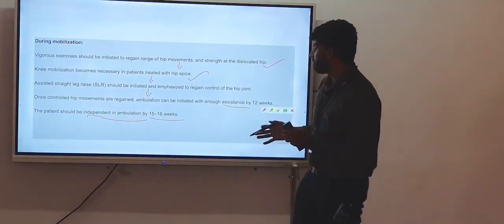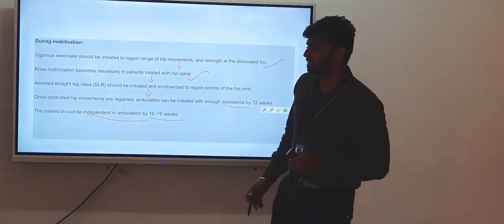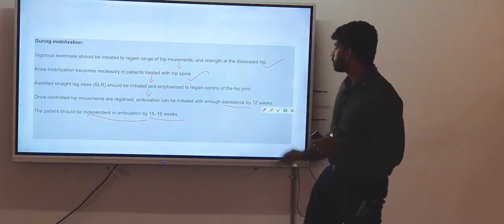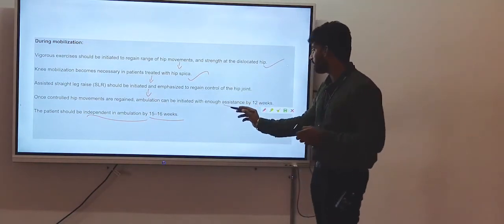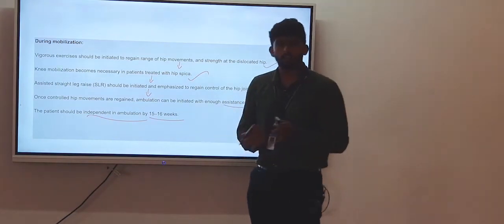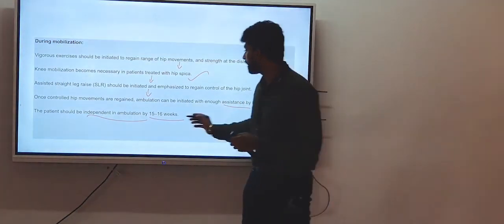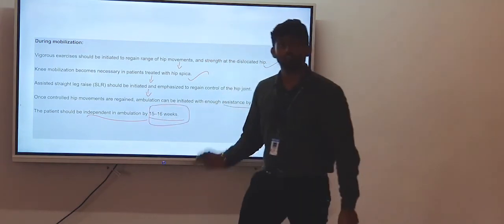Once SLR is coming along properly, along with gluteus maximus strengthening and adductor strengthening, you then work on the hip movements with ambulation given with assistance. Once the assistance progresses, we can ask the patient to go ahead with independent walking within 15 to 16 weeks.